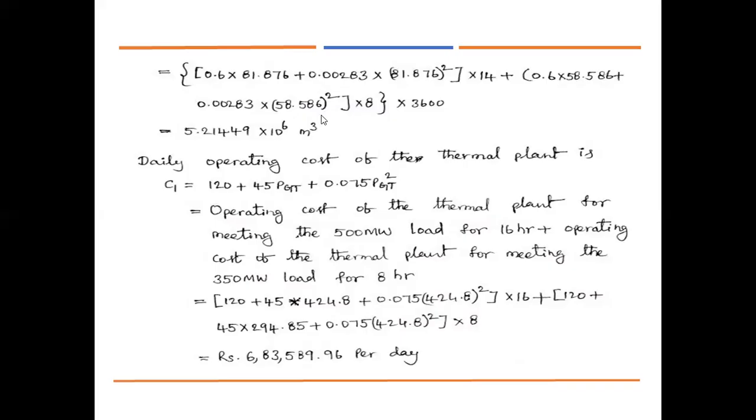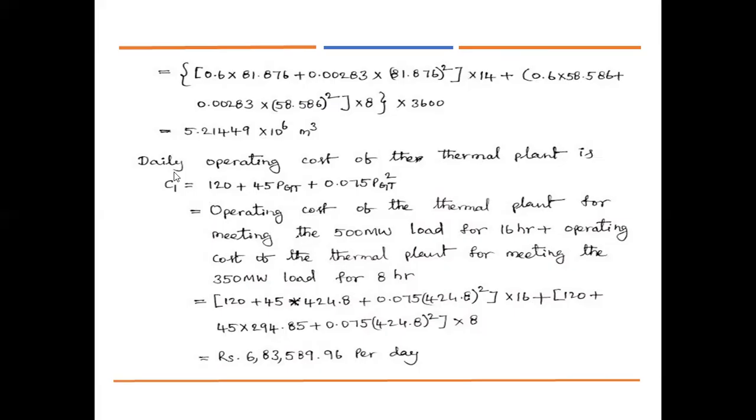We know all the values, so we substitute them all, and we need to multiply that equation with 3600. Why we multiply with 3600: all of this is in terms of hours, so we need to convert the hours into seconds. Then we'll get 5.214 into 10 power 6 meter cube. This is the daily water consumed by the hydroelectric power plant.